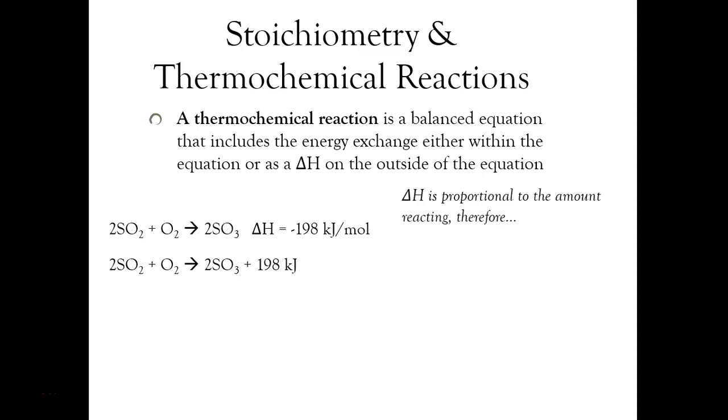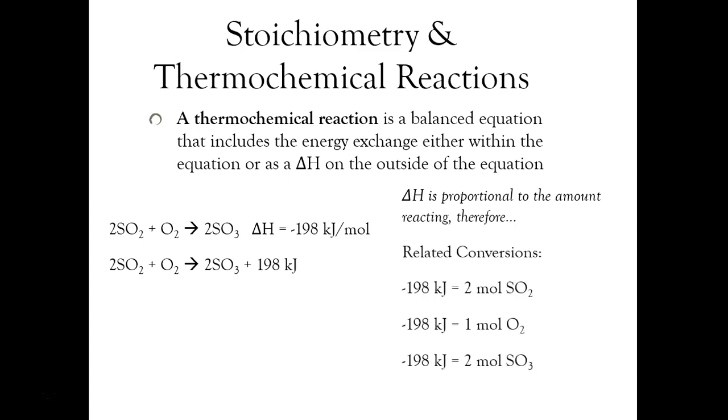Now, the change in enthalpy is proportional to the amount reacting, right? So if I reacted 1 mole of a substance, it would produce less heat than if I reacted 10 moles of the substance. So 198 kilojoules is produced when this reaction happens, when 2 moles of sulfur dioxide react with a mole of oxygen to produce 2 moles of sulfur trioxide. So I have related conversions from that.